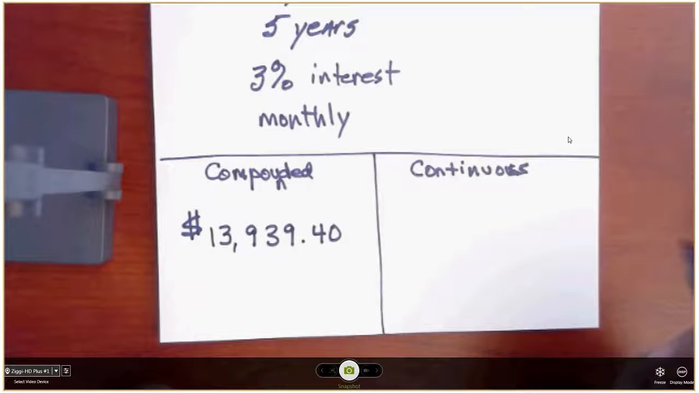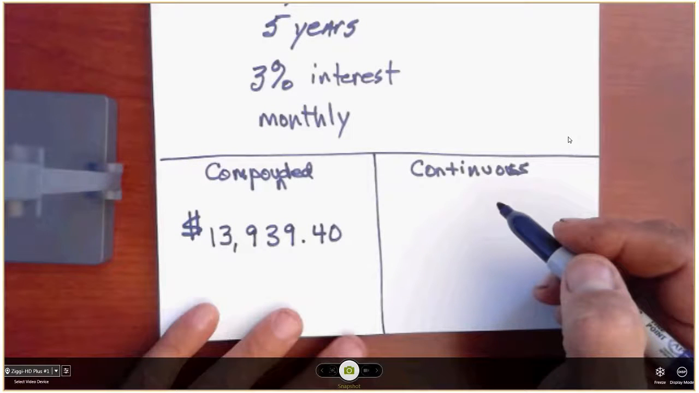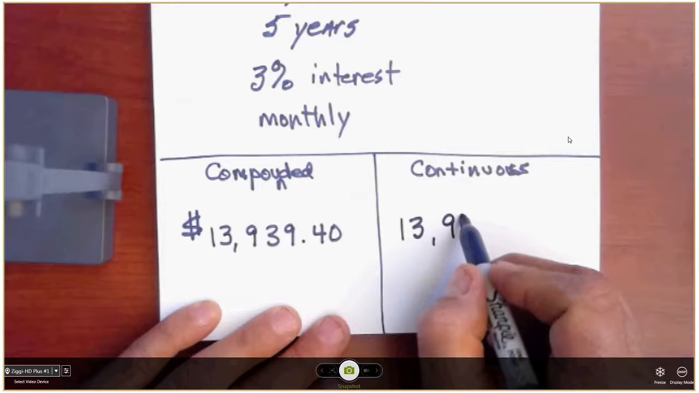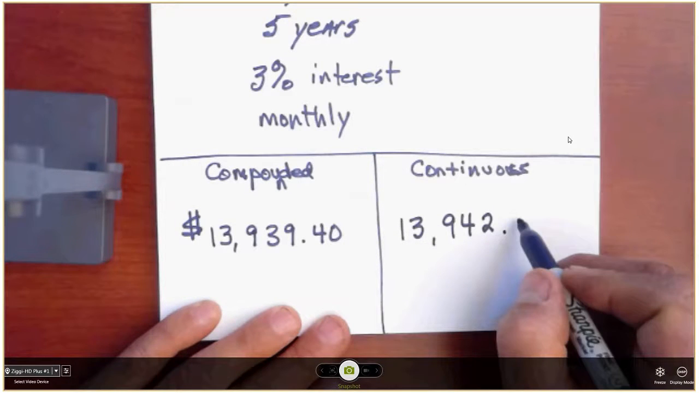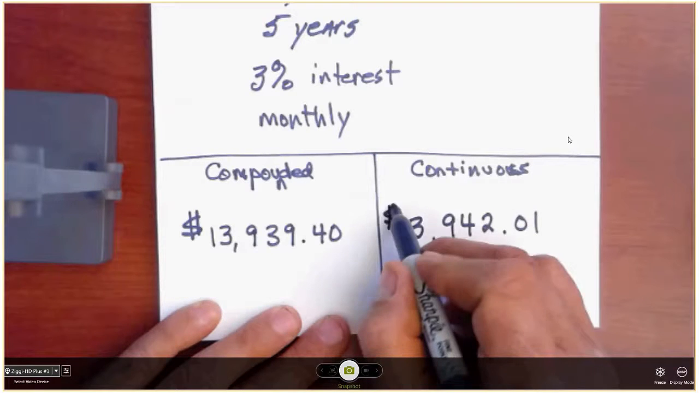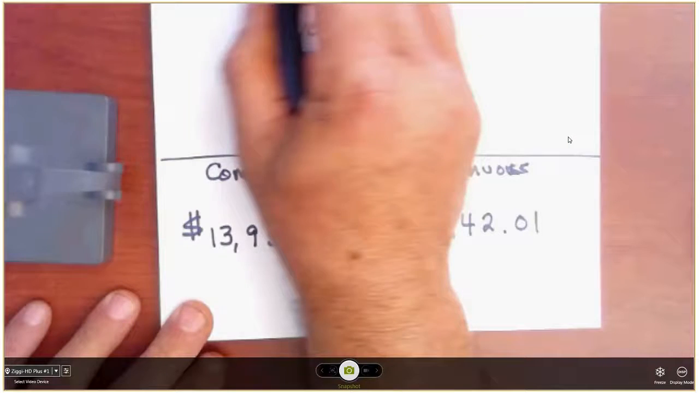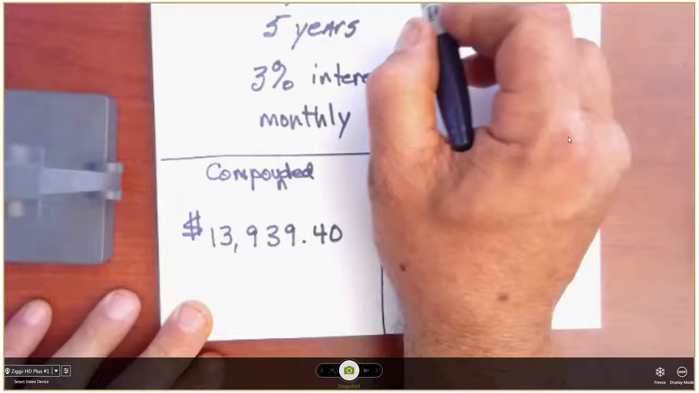And continuous, what did it come out to be? 13,942. And 1 cent. So you see, with compounded and continuous, it's not much of a difference between the two. And the banks pretty much say, I don't really care about that $3 or $4, since this is a whole lot easier to calculate than this.